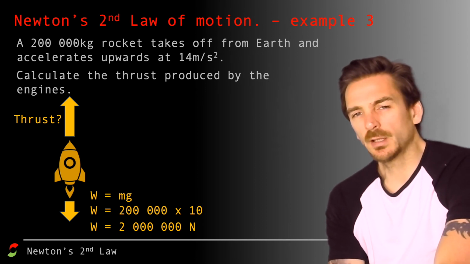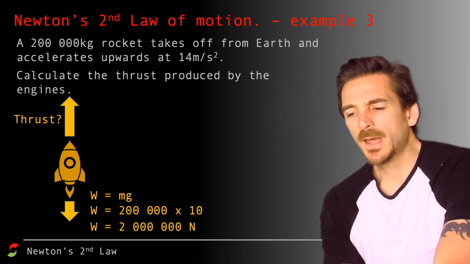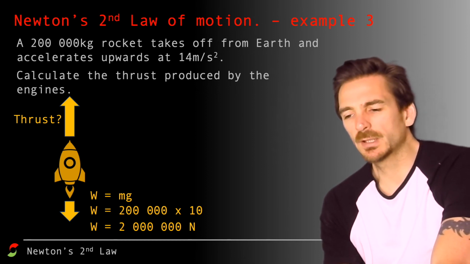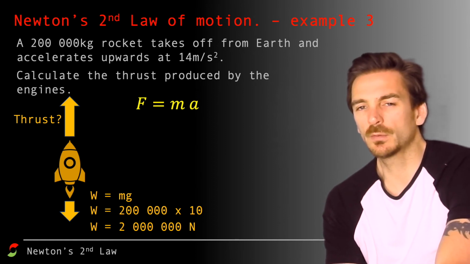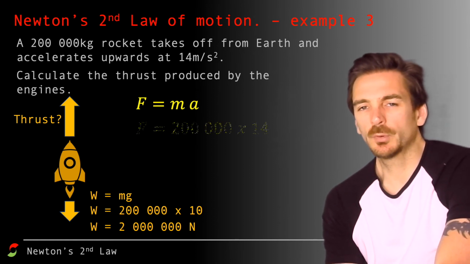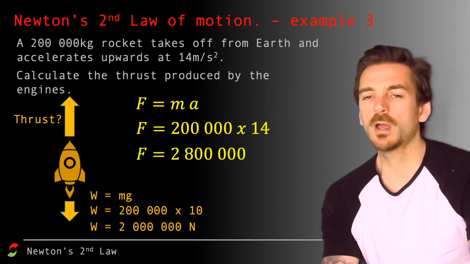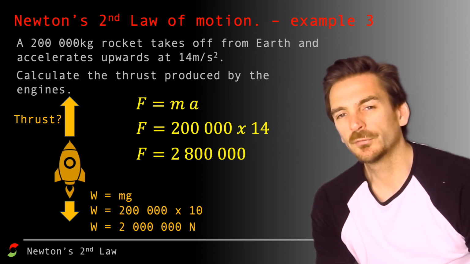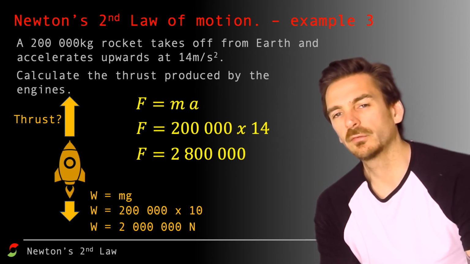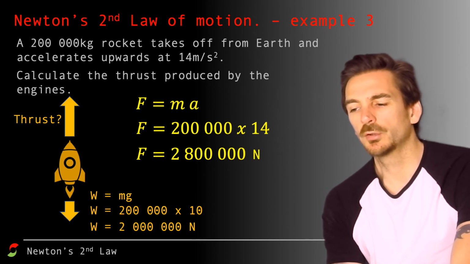There's not a great deal else that we can do there, but we've got the resultant force that we can calculate using this equation, because we've got the mass and the acceleration now. So with F equals ma, we can just put the mass of 200,000 times 14 and we get 2,800,000 newtons as our resultant force. So the resultant force acting on the rocket is 2,800,000 newtons.